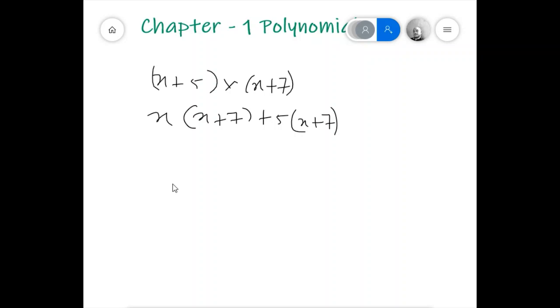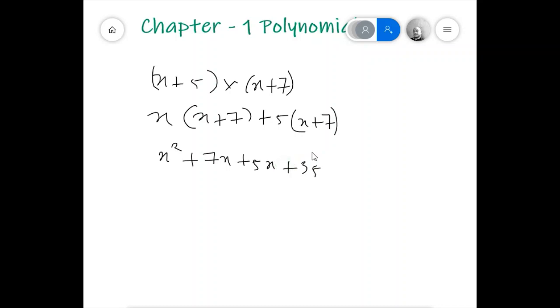So when we open the bracket, x into x becomes what? This x into x becomes x square. Similarly, x into 7 becomes 7x, plus 5 into x becomes 5x, plus 5 into 7 becomes what? 35.